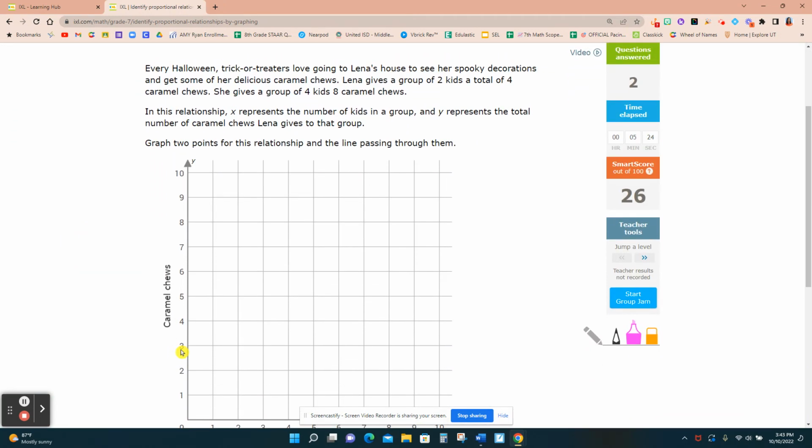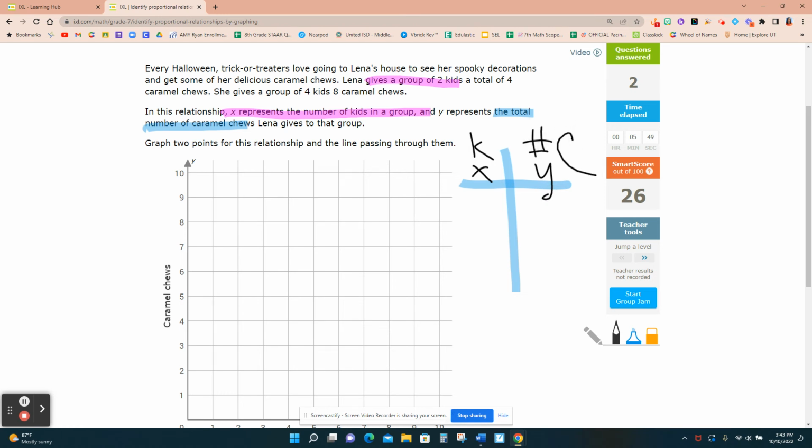One more time right here. You just have to read. The X represents the number of kids, and the Y represents the total number of caramels. Okay, so basically you do your times table, your T chart, and then the X is the number of kids, and the Y is the number of caramels. Okay, so 2 kids eat 4 caramels, 4 kids eat 8.